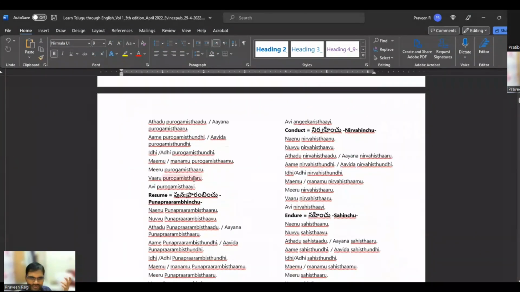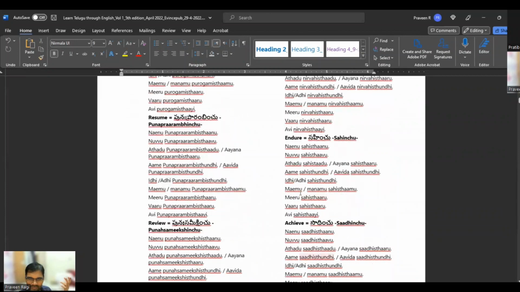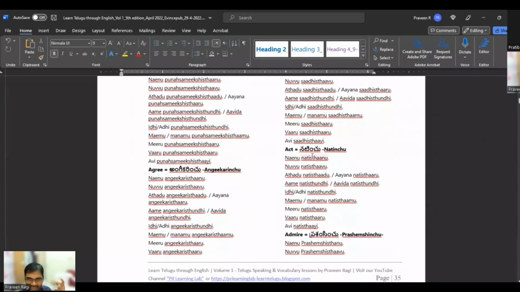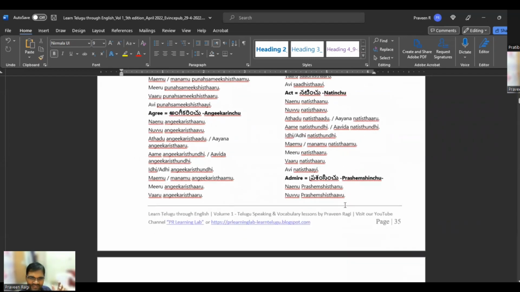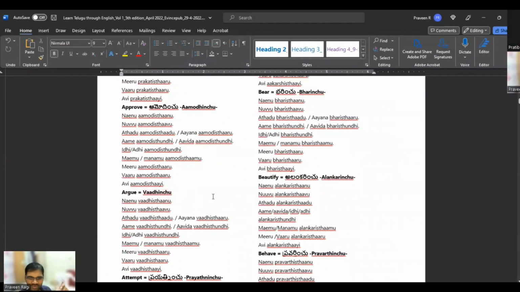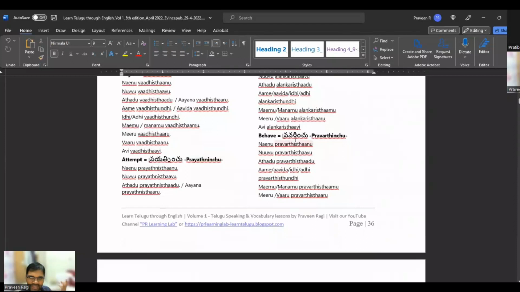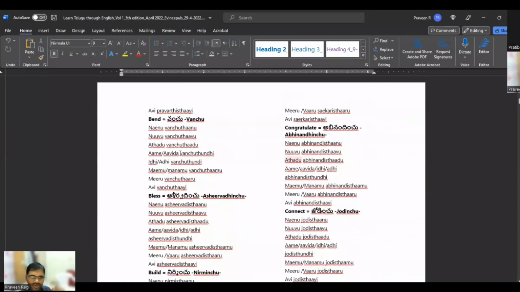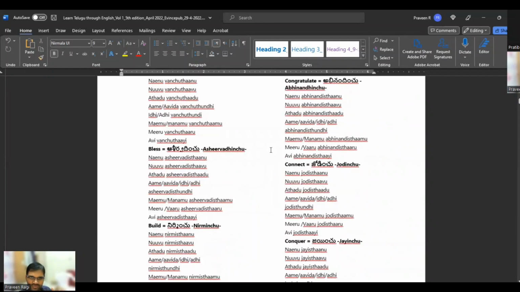Let, anumatinchu. Okay. I'm just highlighting. Okay, act, natinchu. You take this verb and practice well. She will act in that movie. ఆమె ఆ సినిమాలో నటిస్తుంది. Like that you can make sentences. Then ఆమోదించు. Argue also we commonly use. Behave. This is a very commonly used word. ప్రవర్తించు. Bend, వంచు.